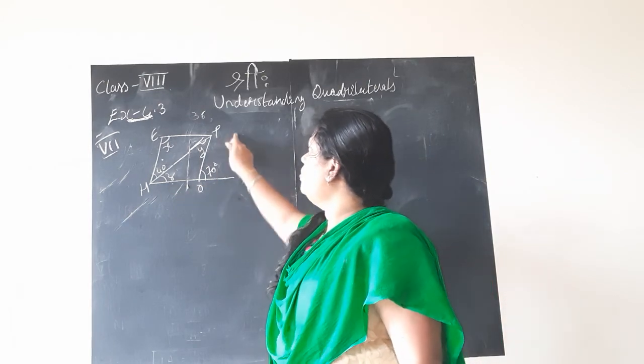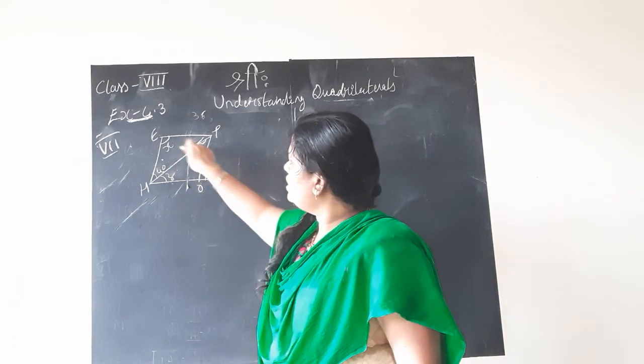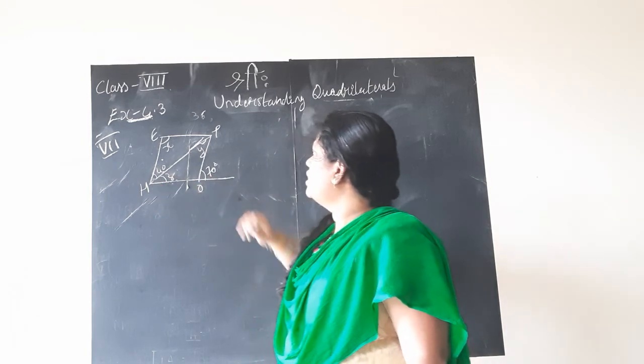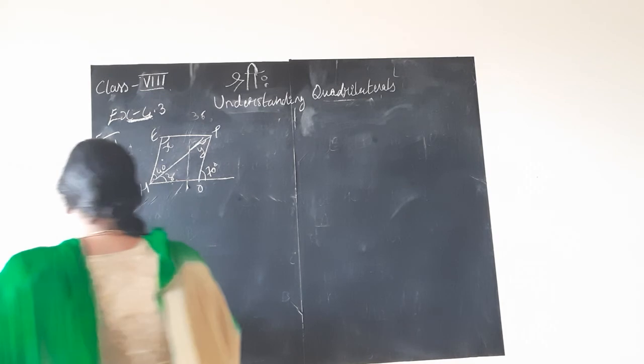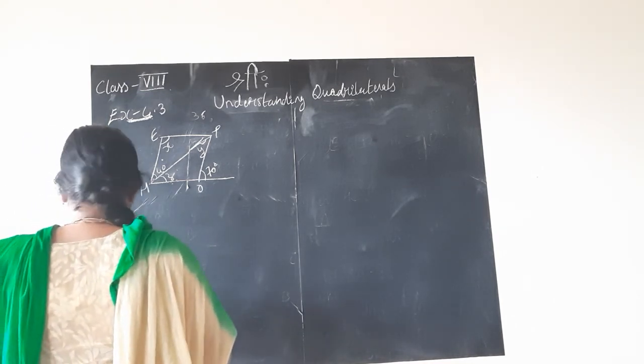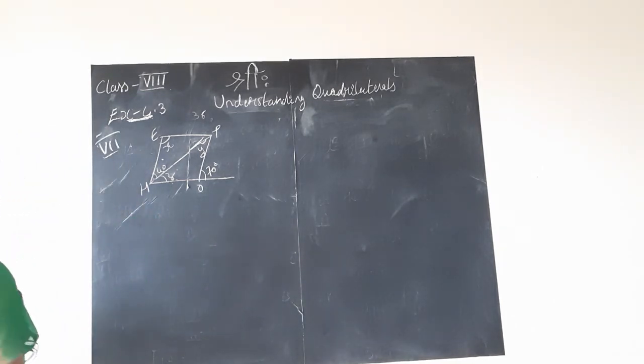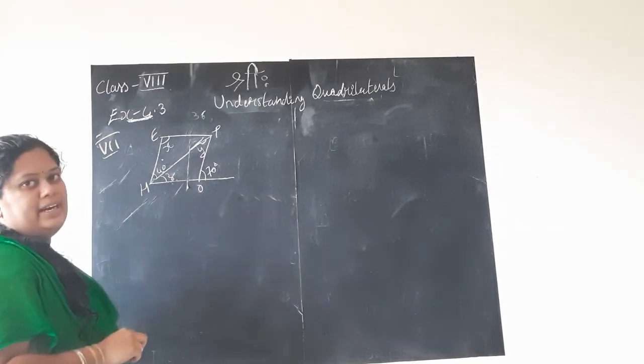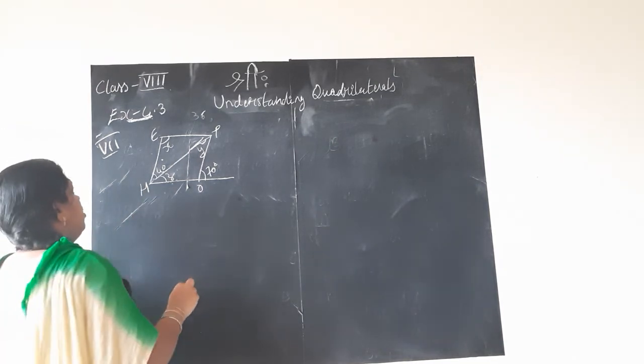So HOPE is a parallelogram. X is here, Y is here, Z is here. They have given angle H and angle this as 70 degrees. So how shall we do now? Now I taught you the concept of alternate angles. Z-shaped angles are alternate angles.